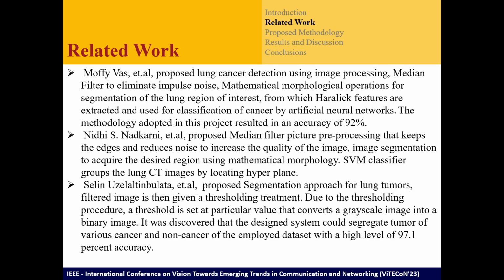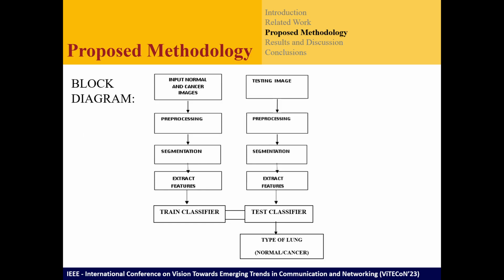Selin proposed a segmentation approach for lung tumors. The filtered image is then given a threshold treatment. Due to the thresholding procedure, a threshold is set at a particular value that converts a grayscale image into a binary image. It was discovered that the designed system could separate tumor of various cancer and non-cancer of the employed data set with a high level of 97.1% accuracy.